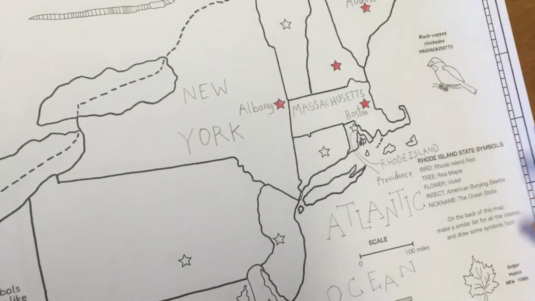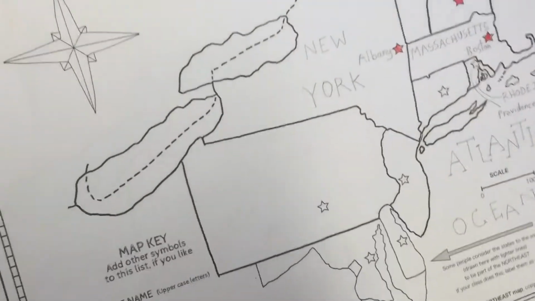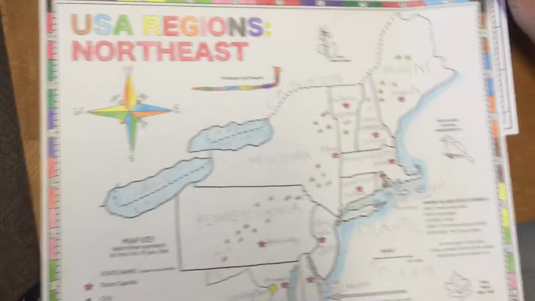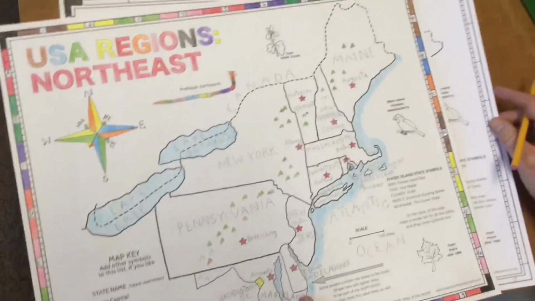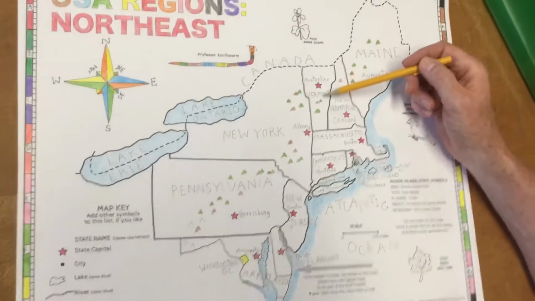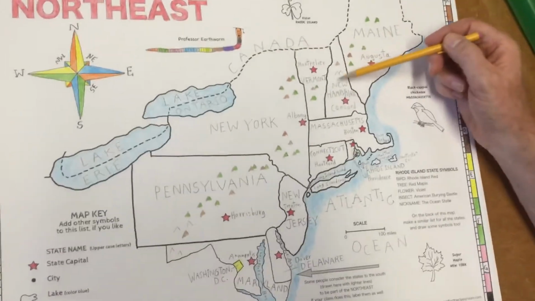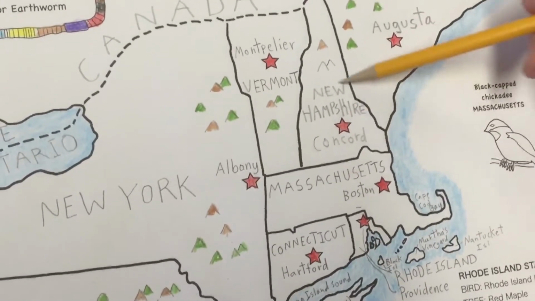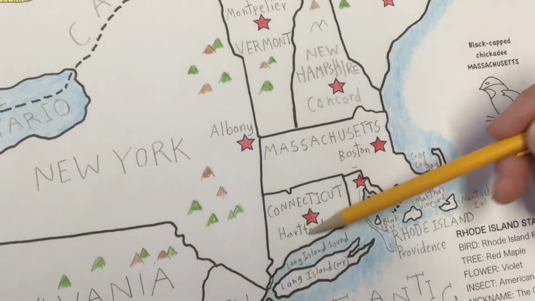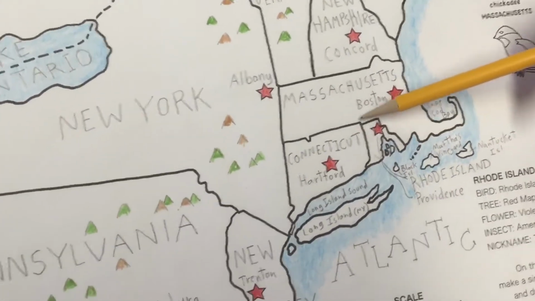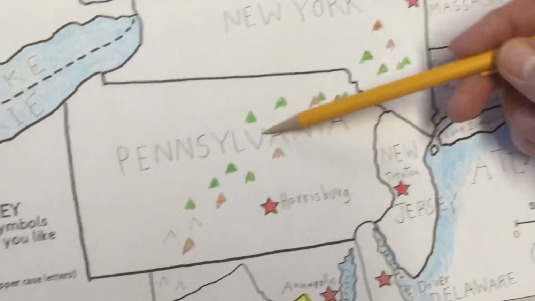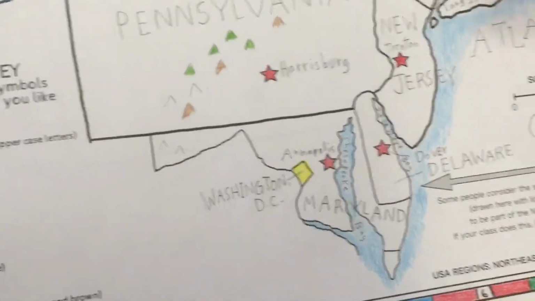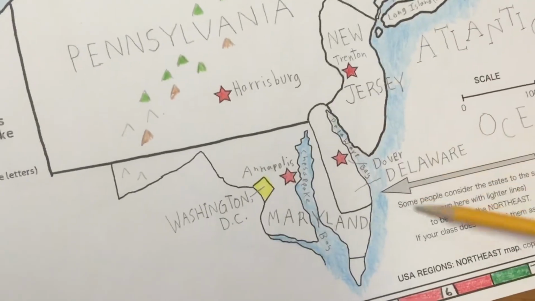Okay, now let me show you a little bit more finished version of this map. I've done a little bit more work on the map just to show you how your map will look. I've labeled additional states: Vermont, Montpelier, Vermont, Concord, New Hampshire, Hartford, Connecticut, Harrisburg, Pennsylvania, Trenton, New Jersey. Now this is kind of an interesting part of the map.